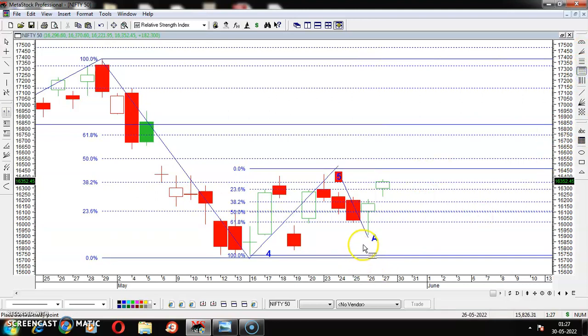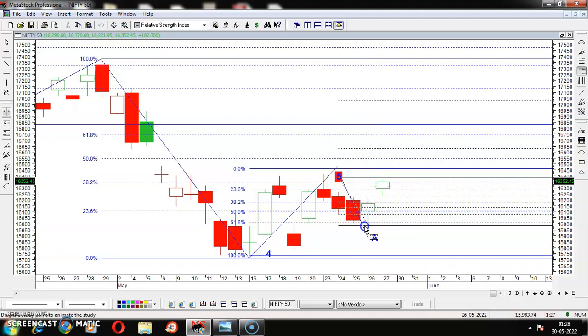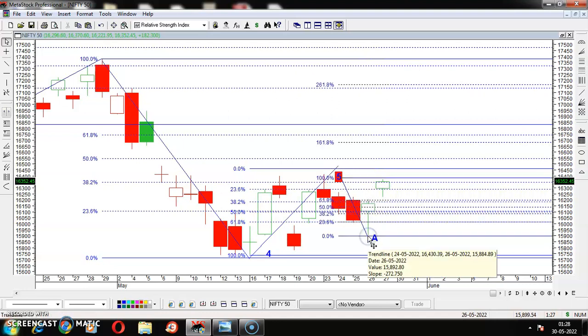Now again we have to take the help of the Fibonacci retracement. You see, I am taking the Fibonacci retracement. This is the starting point and this is the ending point. So from there, I'm plotting over here. Now A has already reached 100%. It should retrace up to 161.8%. So we have to wait for the next day.